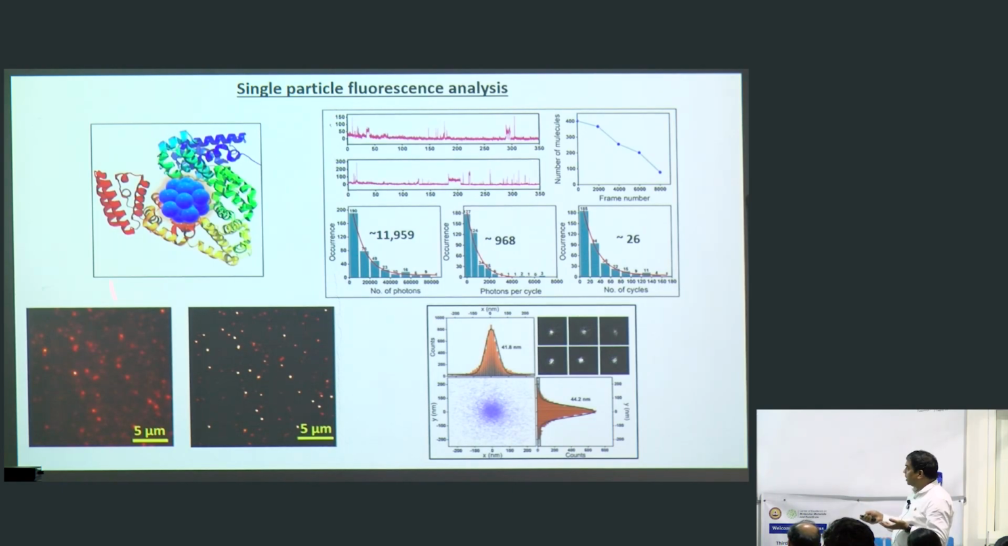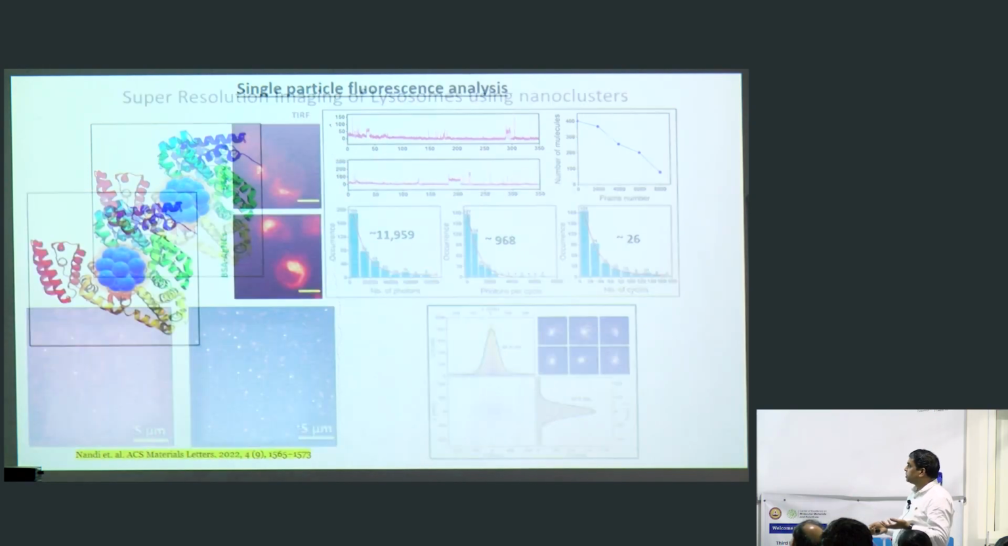So this is again, now, the super resolution microscopic image using the gold nanoclusters. You can see that it was a confocal image. Now if you go to the super resolution, you can have very nice, beautiful images, as one can see.